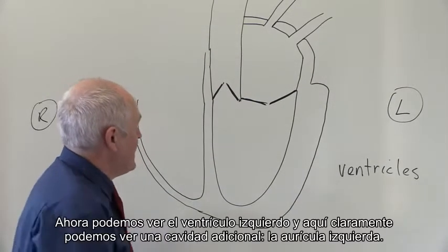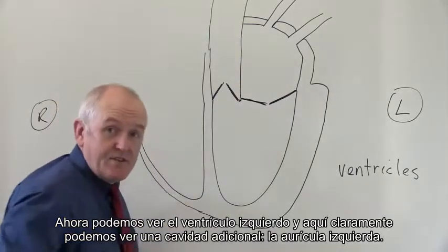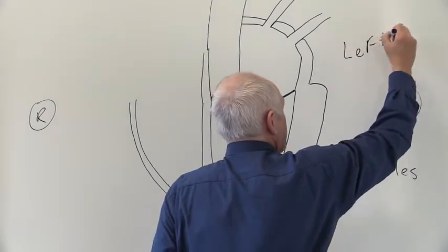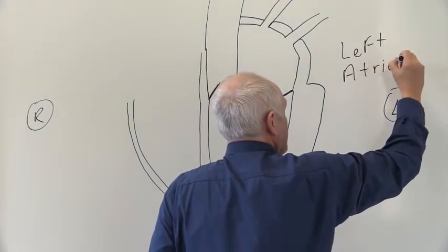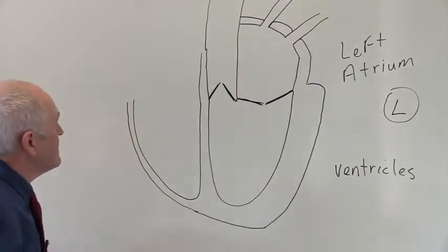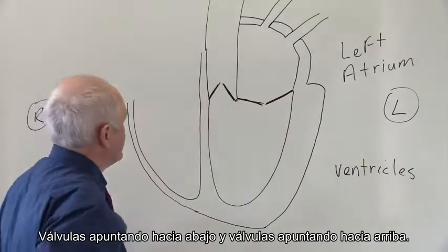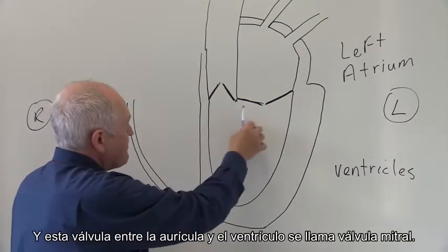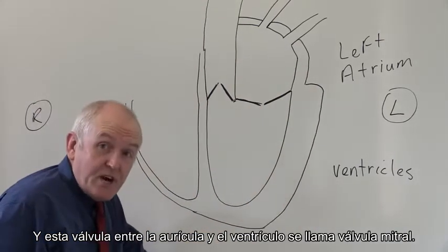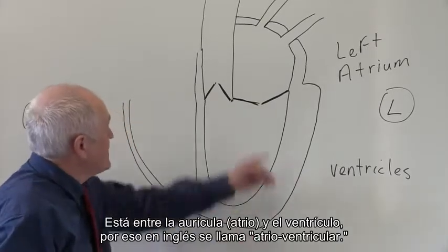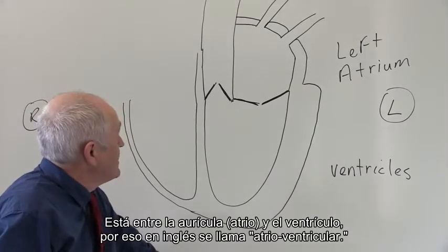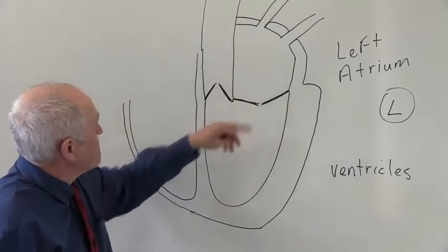So now we see we have the left ventricle, and here we can clearly see now there's an additional chamber, the left atrium. So left ventricle, left atrium. Valve pointing down the way, valve pointing up the way. And this valve between the atria and the ventricles below is called an atrioventricular valve. It's between the atria and the ventricles, so it's atrioventricular valve or atrial ventricular valve.